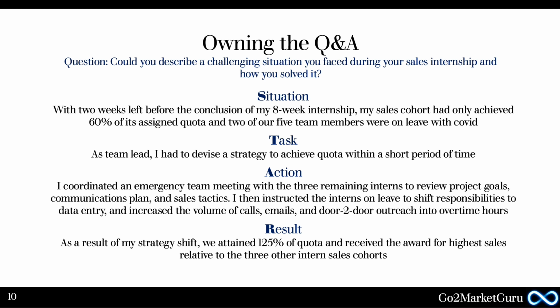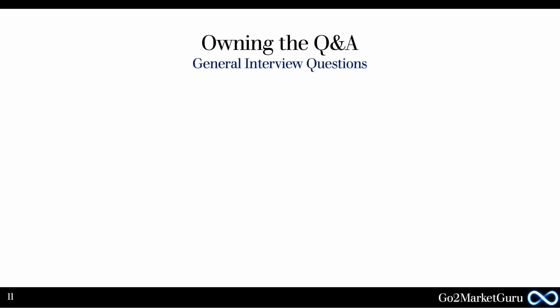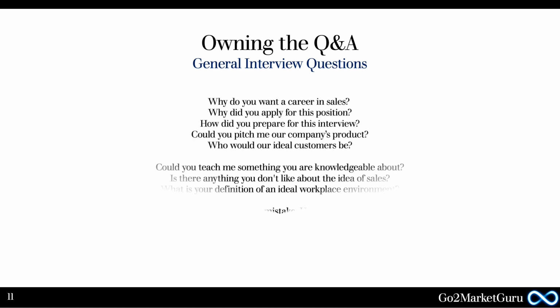So the question was, describe a challenging situation. You described the situation, the task you had to undertake, the action you took, and the result. Very clean and clear. Now that you have some perspective on some of the run-of-the-mill questions that you might get asked, and you have a method for answering them using the STAR method, situation, task, action, result, let's look at some more detailed interview questions.